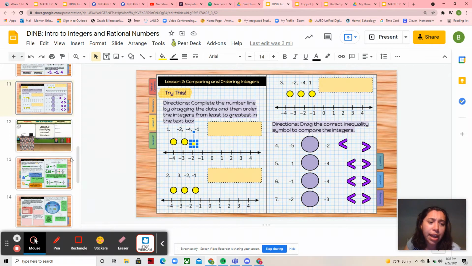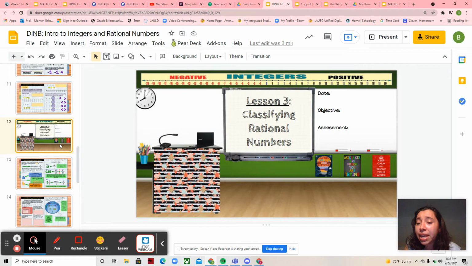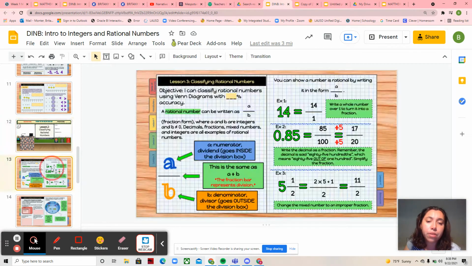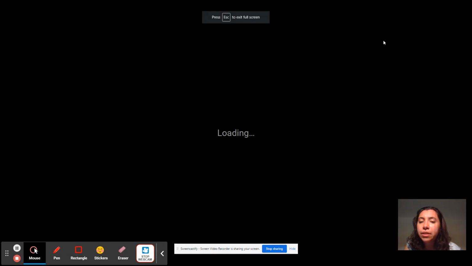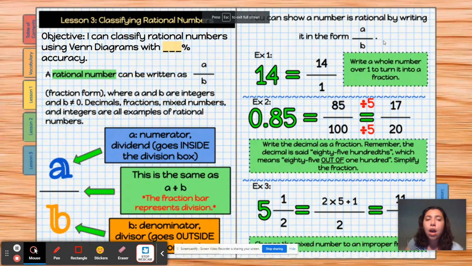So I'm going to go down and we're going to do lesson 3 today, classifying rational numbers, for Thursday, September 23rd, 2021, okay? So if you go to slide number 13, let me go ahead and put this in present mode. Our objective is I can classify rational numbers using Venn diagrams with as much accuracy as you can get. So for an example, we need to know what a rational number is.